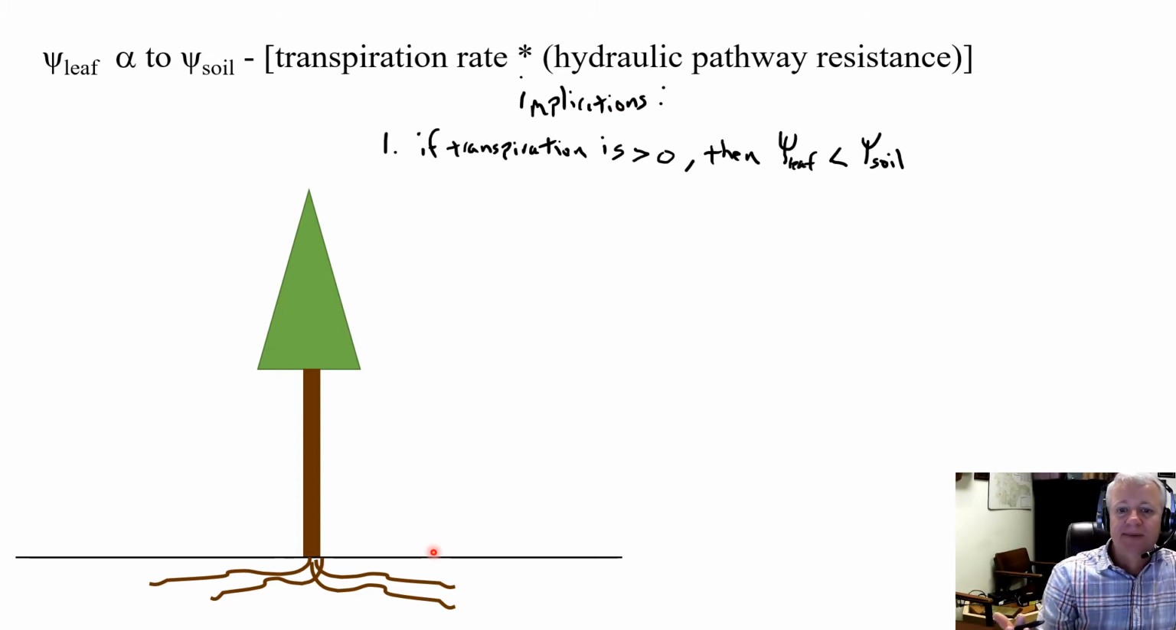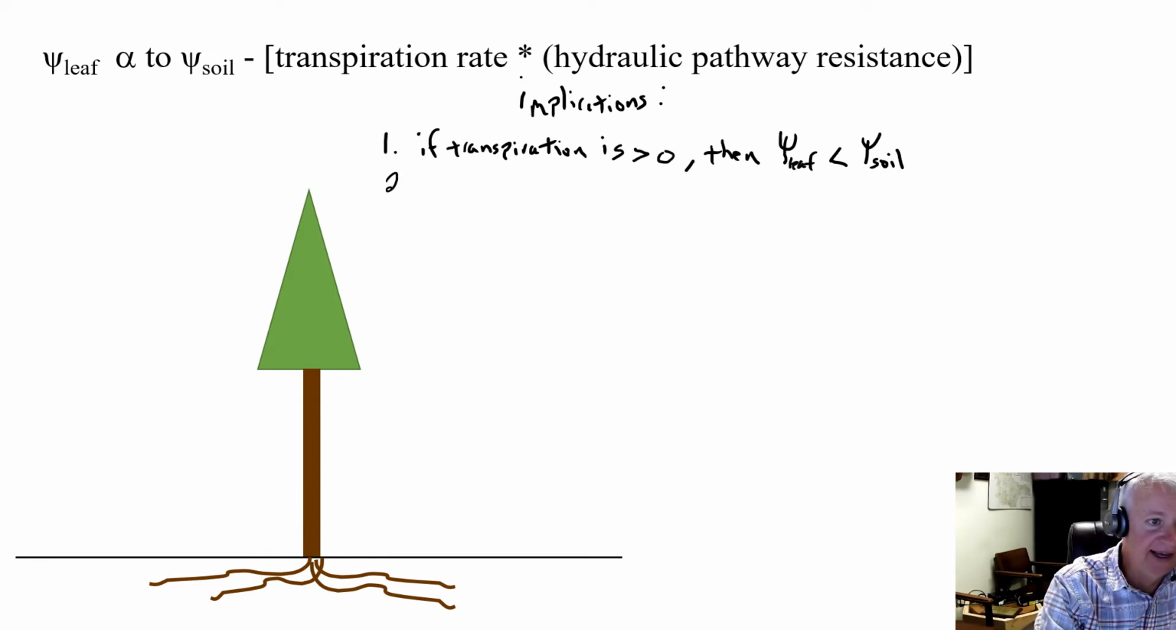But we also qualitatively know that because we know that water flows from less negative to more negative water potential. So we know if transpiration is occurring, then water is flowing down this path and there's a difference in water potential between soil and leaf. Okay, so that's one implication.